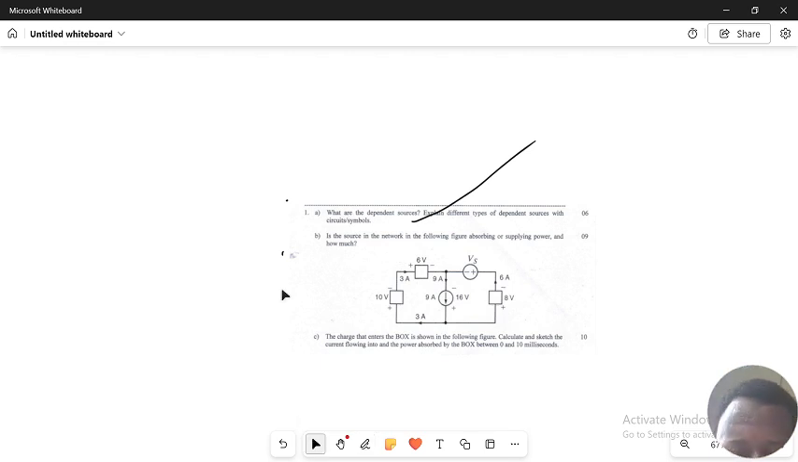In this second question, what does he say? He told me to determine if the source is supplying or absorbing. I have to check this voltage. The current is entering the positive terminal of the source, and since current is entering the positive terminal, it means that it's absorbing. So V is absorbing.